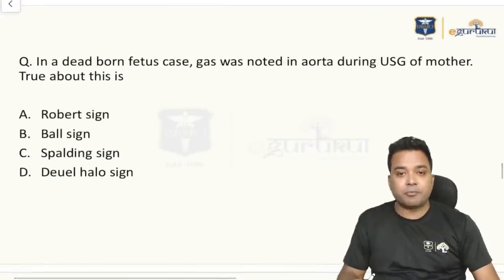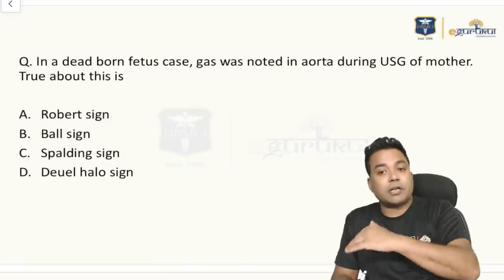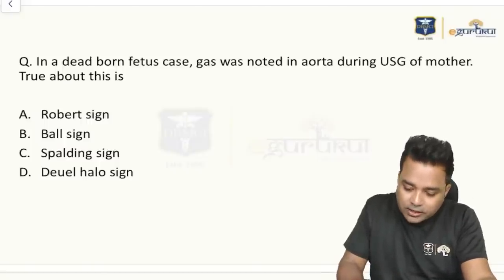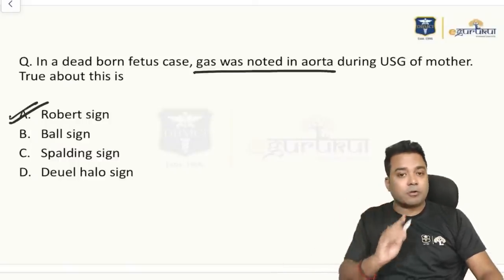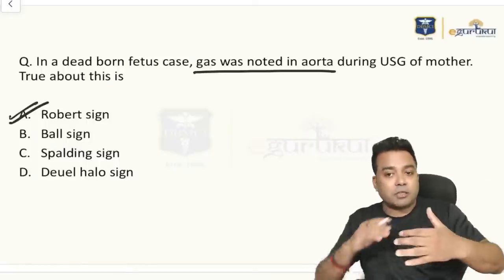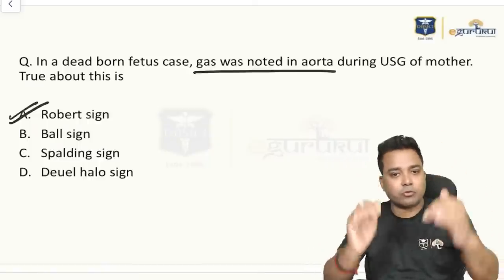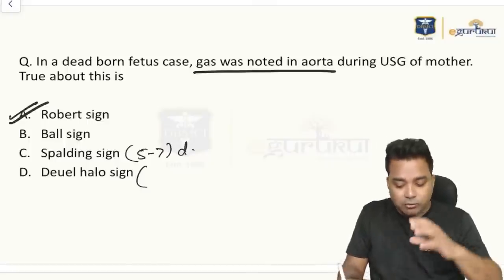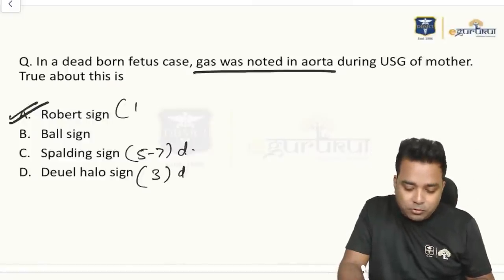Where fetal death topic is very important. In a dead born fetus case, USG is done, which helps us to estimate time since death. On USG of the mother, what was seen? Gas was noted in great vessels like the aorta. This is Robert sign, seen earliest, by 12 hours of intrauterine death of the fetus. What is Ball sign? Due to hypermobility of the spine, the fetus assumes the shape of a ball. What is Spalding sign? Overriding of skull bones over each other, seen at about 5 to 7 days. What is Halo sign? A halo area between scalp and skull, seen at about 3 days. Robert is seen at about 12 hours.